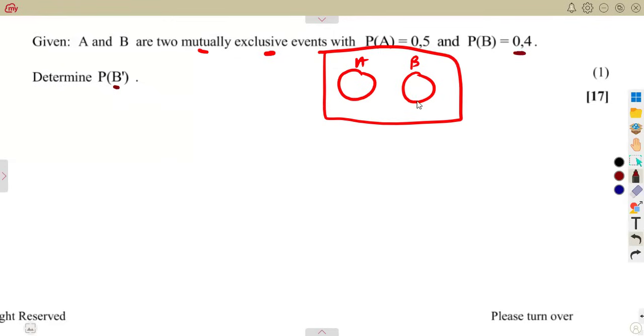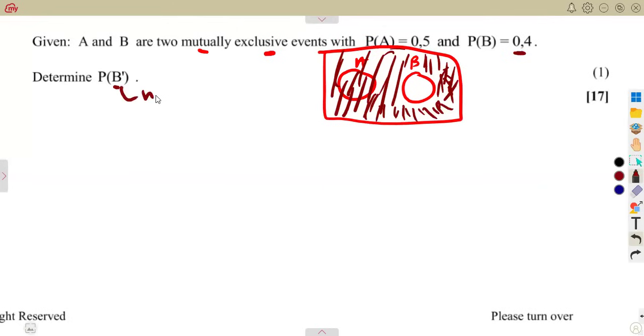What is B complement? B complement means what is not in B. This part that I'm shading here is our B complement. It is not found in B.